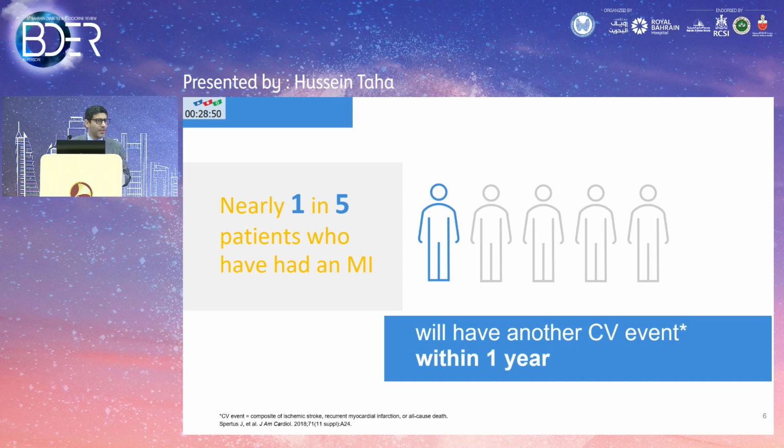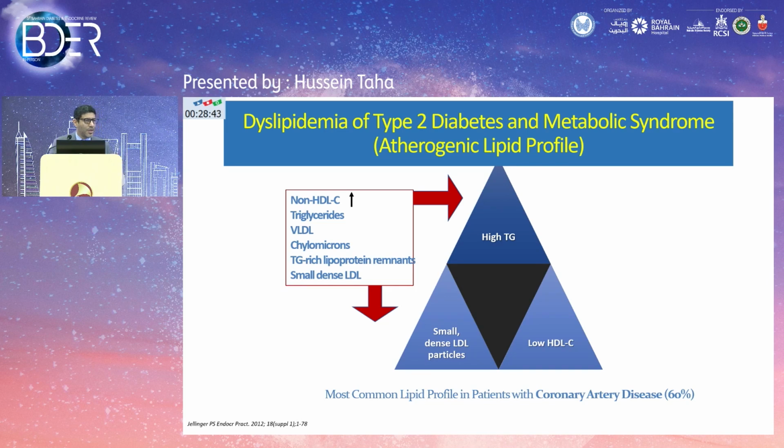So how do we prevent that? What are the major risk factors? We should look into them. So, dyslipidemia. Which dyslipidemia? I'm talking about atherogenic dyslipidemia: raised triglyceride, small dense lipoprotein, and low HDL, mainly seen in our area with metabolic syndrome, obesity, and diabetes.